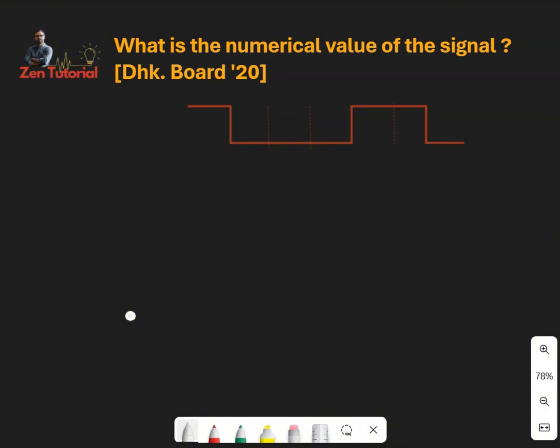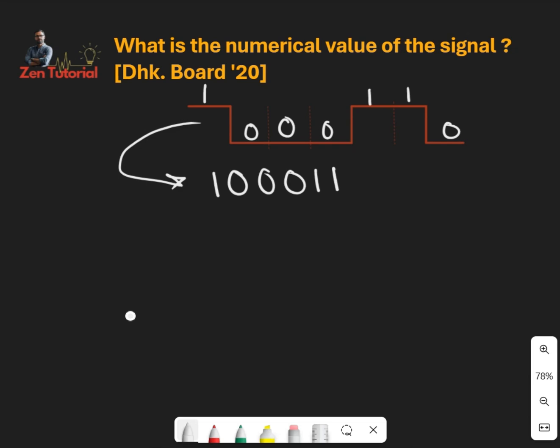What is the numerical value of the signal? This question was in Dhaka board 2020. Here actually 7 bits we observed. So high means 1, low means 0, 0, 0, 1, 1 and 0. So the binary form from the signal will be 1, 0, 0, 0, 1, 1 and 0.